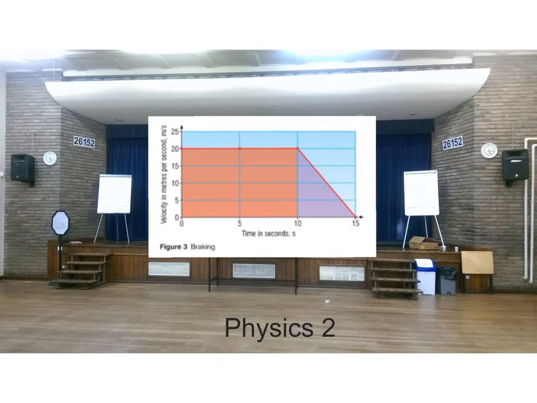If a velocity time graph is a horizontal line, the acceleration is 0. The gradient of the line on a velocity time graph represents acceleration. The area under the line on a velocity time graph represents distance travelled.